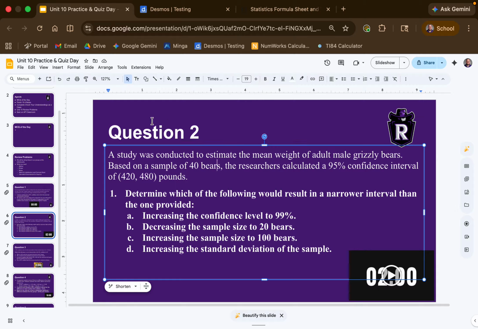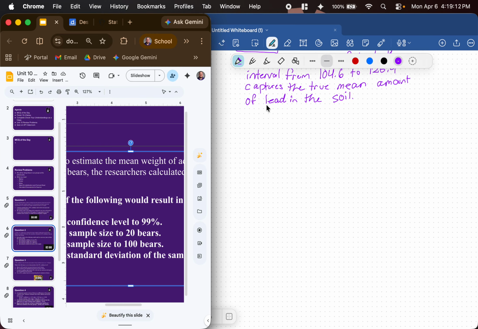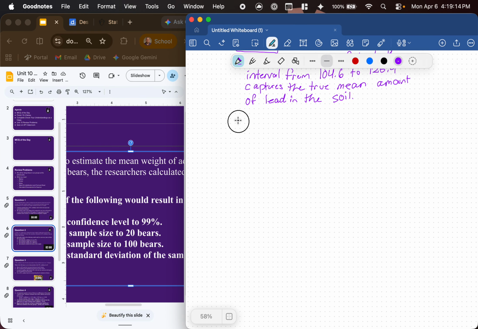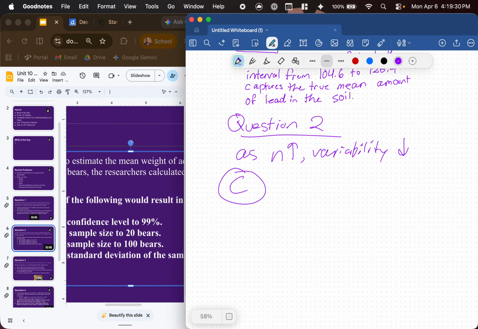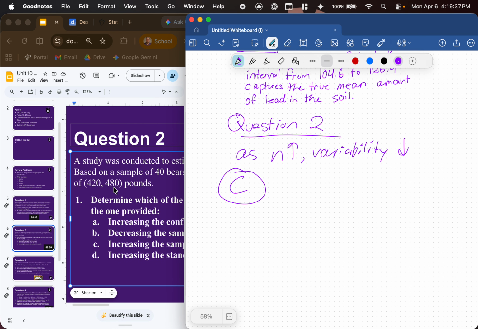Hopefully, one of the things you've learned in AP Stats throughout this year, if there's been anything, is that as n increases, your variability will decrease, right? The correct answer here is C. If we increase the sample size, we're going to see our confidence interval become narrower. So it should be C there.